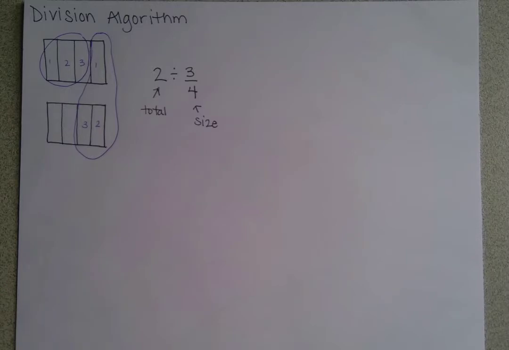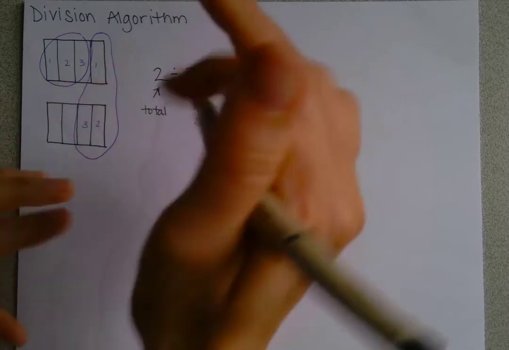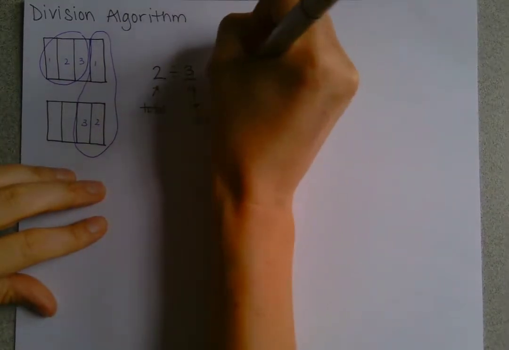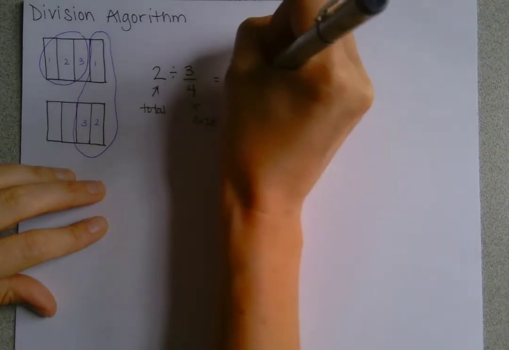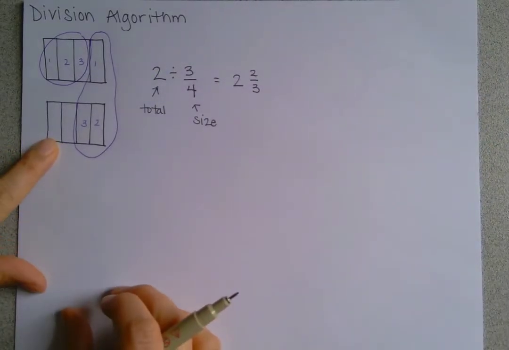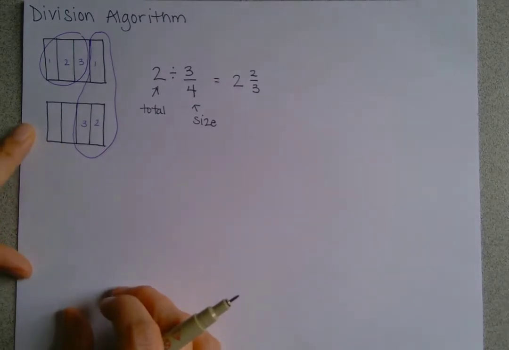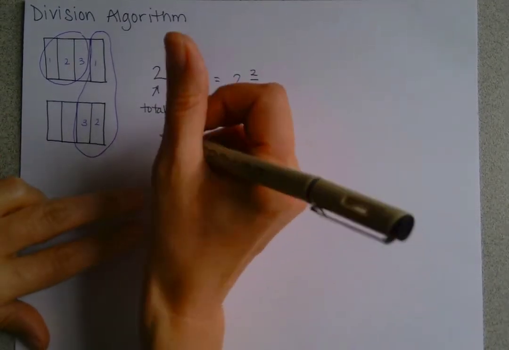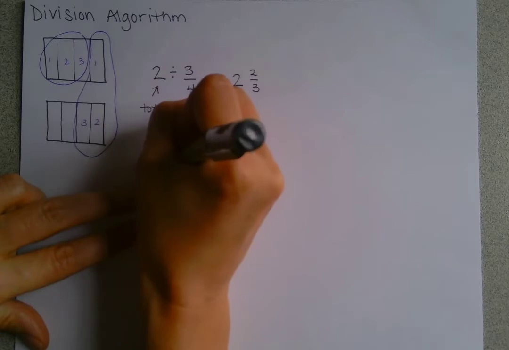So I was able to make 2 groups, and then 2 out of the 3 pieces that I needed to make a group. So I could make 2/3 of another group. I would need a 3rd piece here to be able to finish out that other group. So what does that look like in an algorithm?